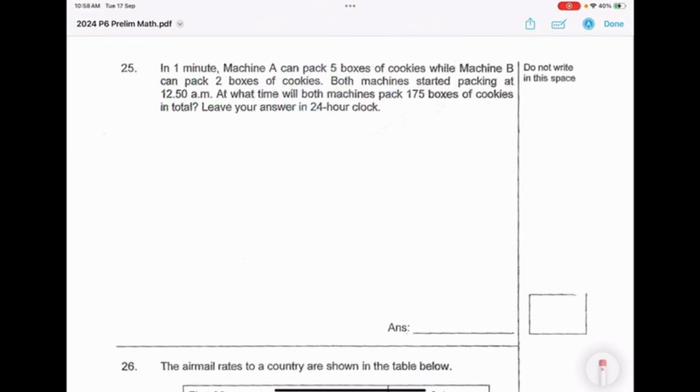Moving on to question number 25. Alright, let's get started. In 1 minute, machine A can pack 5 boxes of cookies, while machine B can pack 2 boxes of cookies.